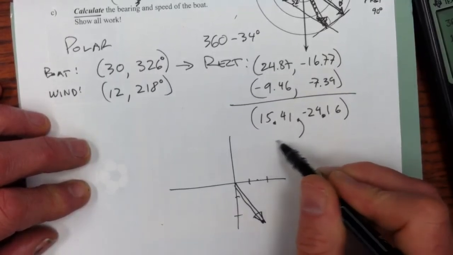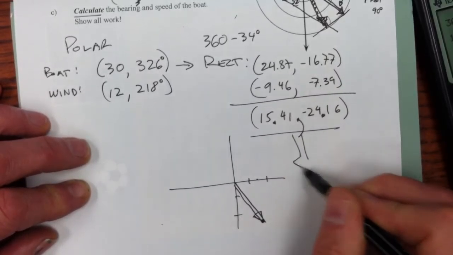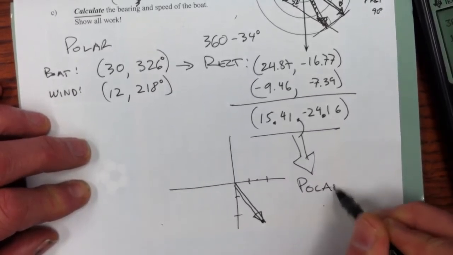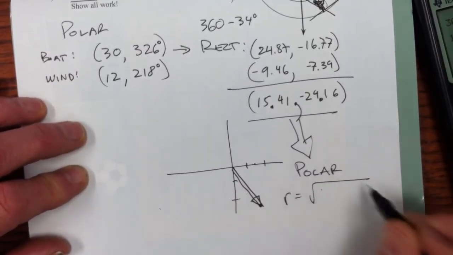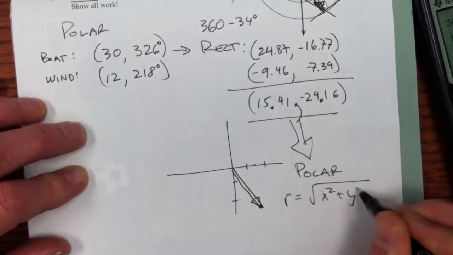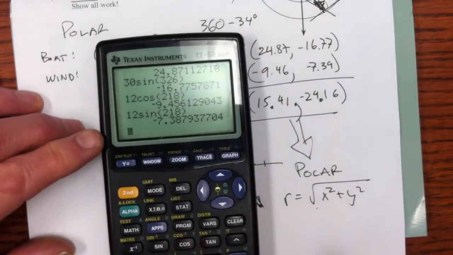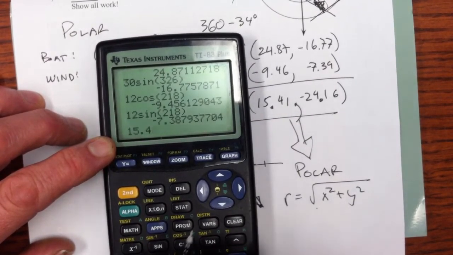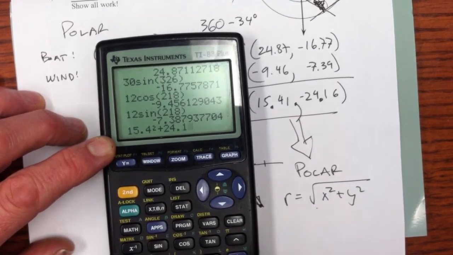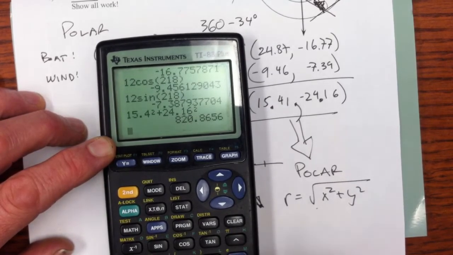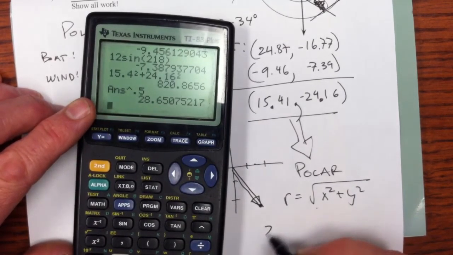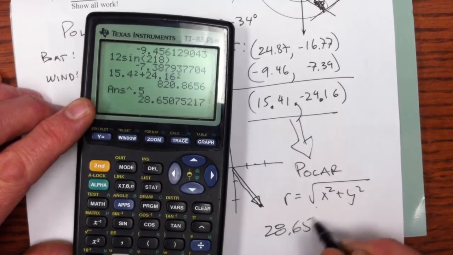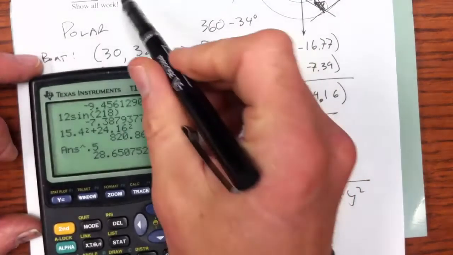I want to convert this into polar. So I do r is equal to the square root of x squared plus y squared. So I'm just going to take 15.41, and I'm saving time here, squared plus 24, drop off the negative, 24.16 squared, and add that up, and then I square root it, raise it to the half power. That's 28.65. So that's almost 30. My guess was that it was 30.